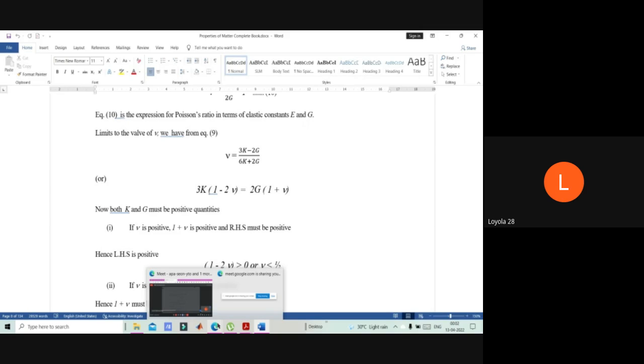Now, K and G must be positive quantities. Case 1: if V is positive, 1 plus V is positive, and the RHS must be positive, hence the LHS is positive. Hence, if V is negative, 1 minus 2V will be positive. Hence, 1 plus V must be positive, or V greater than minus 1. So these are the things related to the elastic modulus, and we have derived the relationship between all these elastic moduli E, G and K.